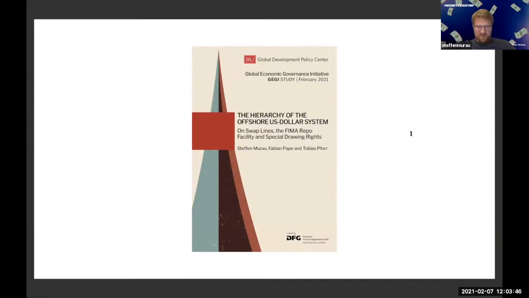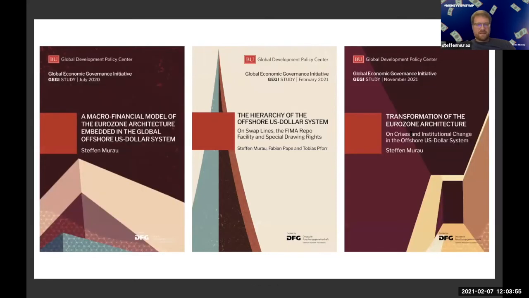We all come from different angles, I guess. From my point of view, it's part of my current postdoc project, which is with Perry at the GDP Center. It is the second part of what is about to become a trilogy. In summer, I wrote something on the Eurozone architecture. Now this is more on the global financial architecture. And the third one, which is due in November, because then the postdoc ends, will be on the transformation of the Eurozone architecture.